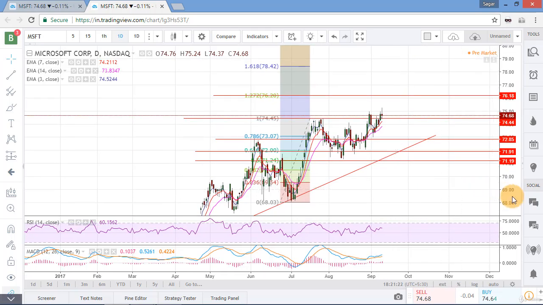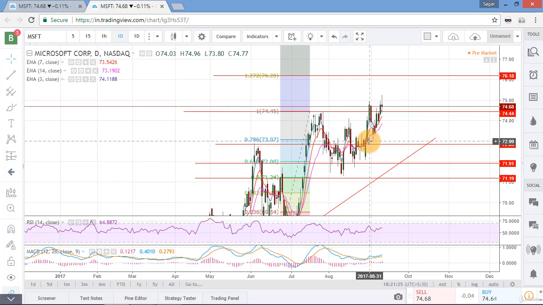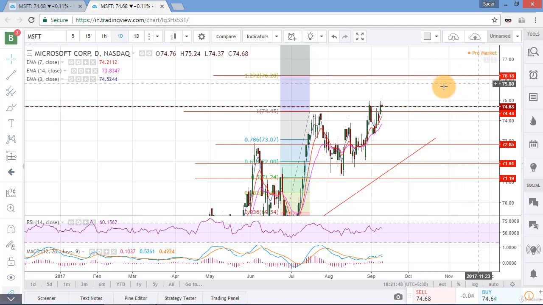Now just analyze the situation of the stock. The stock is moving upward. MACD is above the zero line. Also this blue line is above this orange line. RSI is above 50 and moving upward. So the stock is likely to go in an upward direction up to this level as the next resistance level, that is $76. So our next resistance level is 76 and the support level is 74.